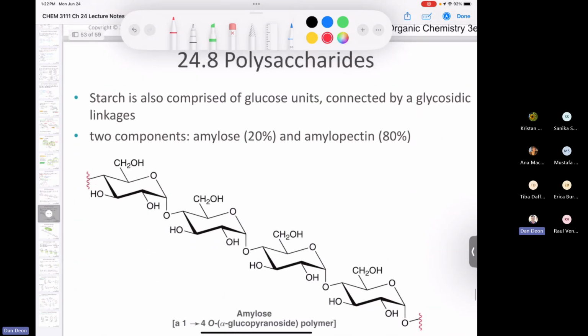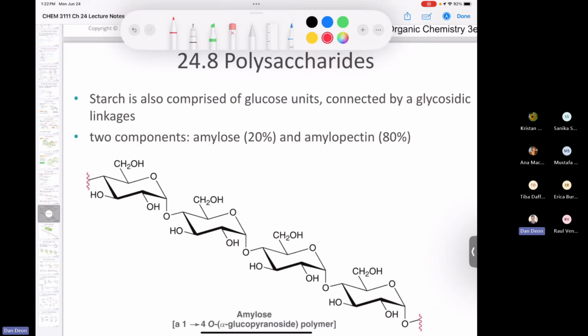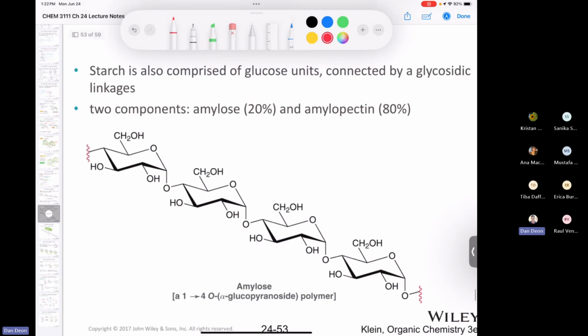Now, if you look at starch, on the other hand, which I'm sure you've all heard of before, starch is comprised of glucose units connected by glycosidic linkages. But you can see that the linkages here are alpha 1,4, right? So this is alpha, this is carbon 1 and carbon 4 here. So alpha 1,4 linkages, or 1,4 alpha, whatever.